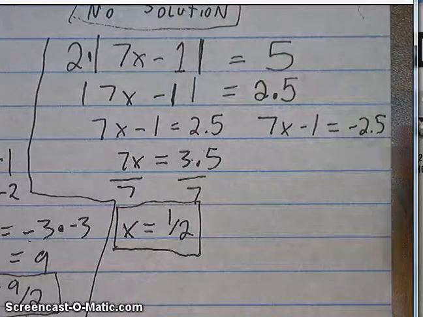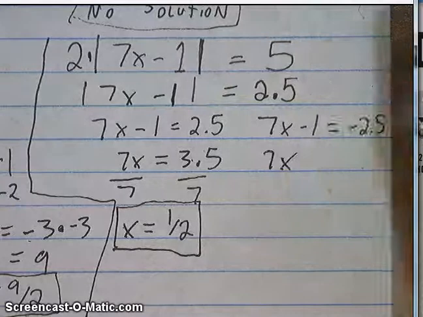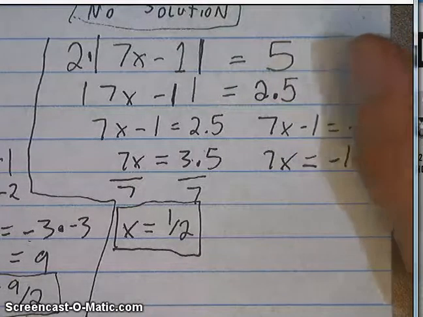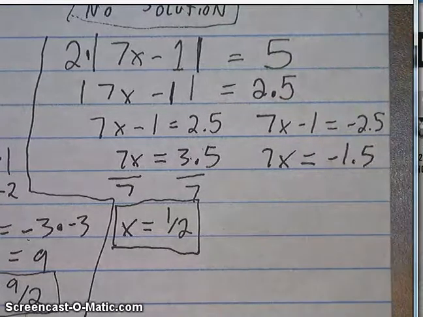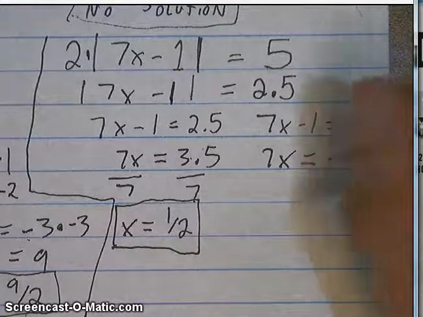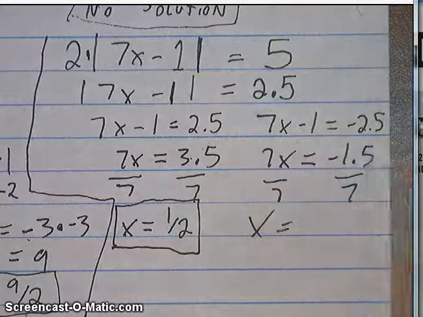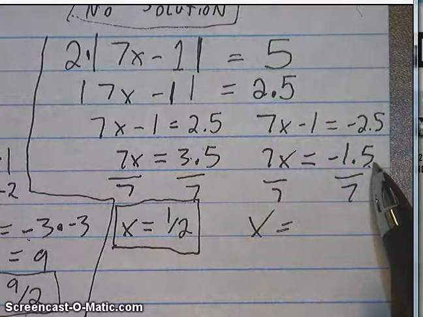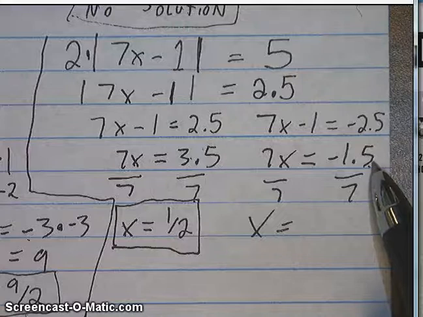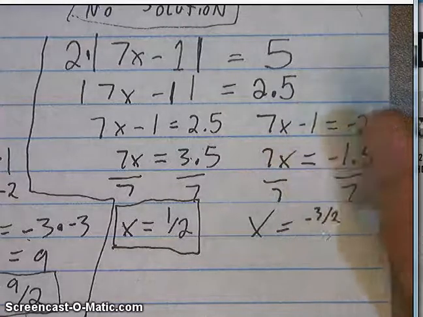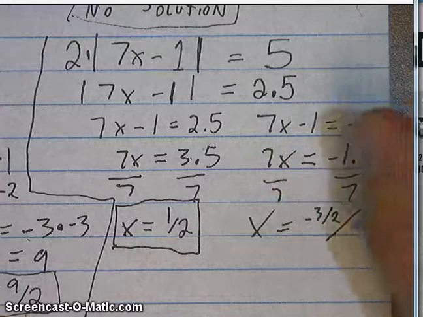And the other one, if you add 1, you're going to have 7x equals, so negative 2.5 plus 1 is negative 1.5. And then we're going to have to divide that by 7. Divide by 7, divide by 7. So that's going to be x equals, I'm going to go ahead and convert that back to a fraction for a moment. So that's negative 3/2. And that's all going to be divided by 7.